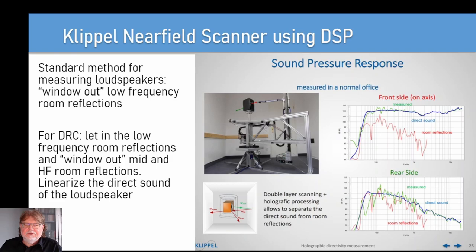I think this is a very important point that goes overlooked when talking about digital room correction systems. And since the Klippel near-field scanner can use DSP to window out reflections, so can digital room correction systems. And this is what we're going to be talking about here shortly.